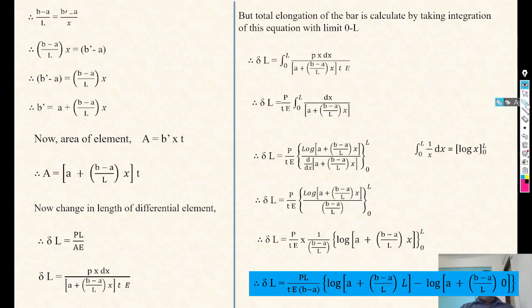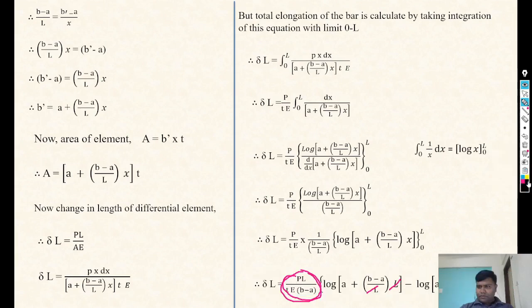Okay, so now if you see over here, this term will be as it is. Here L will get cancelled, and this total bracket is multiplied with a 0, so this will get cancelled. So the remaining term is what? Remaining term is log A plus B minus A, minus log A. So this is the total remaining term.